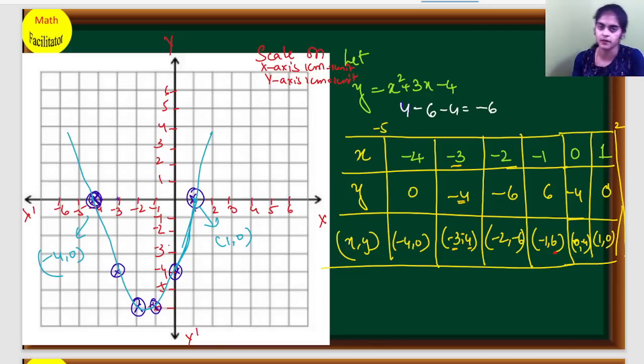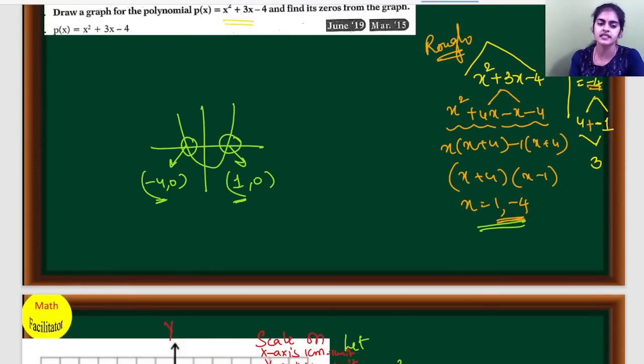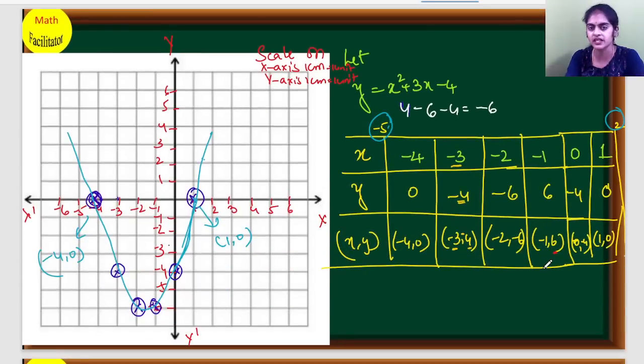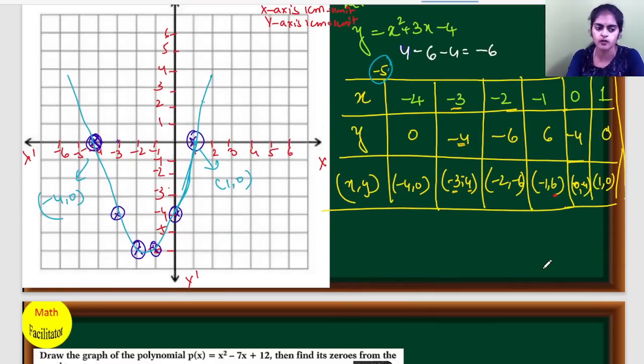Okay, so no problem. If you want, you can take one additional value here and one additional value here, so that you get 2 points up and you can join them. Clear? So this is how you can do. This is the first method. So in the first method, what did I do? I have just found the zeros of this polynomial, and then I have taken a table of values with the same zeros. Clear? And you will draw the graph.